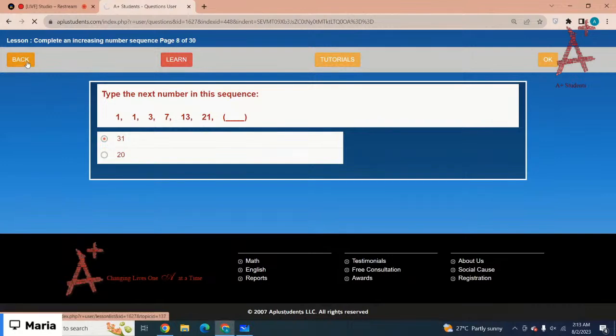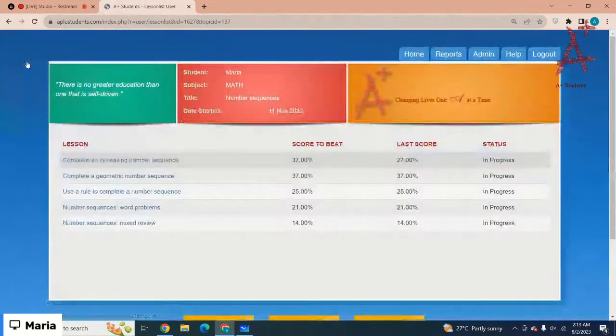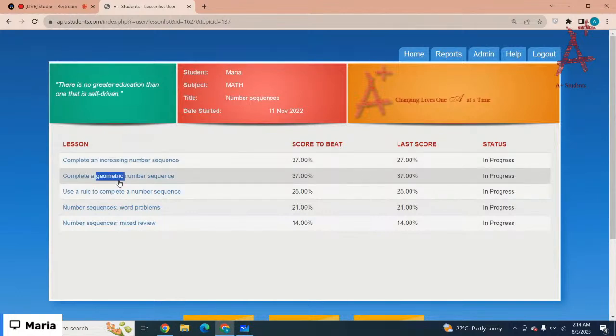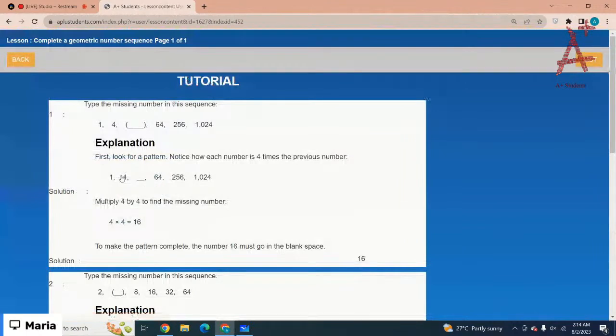Okay, you can complete the test by yourself later today. Let me just move on to the next lesson. The next lesson is complete a geometric number sequence. Okay, now we're going to learn what is the geometric number sequence, right?